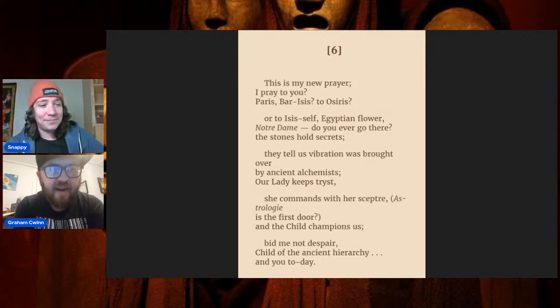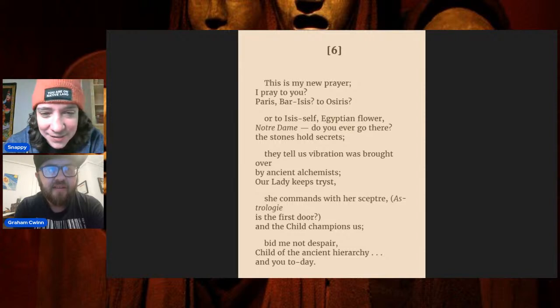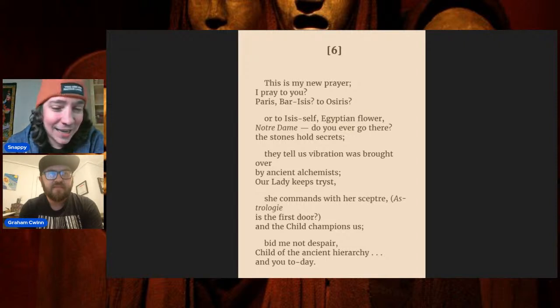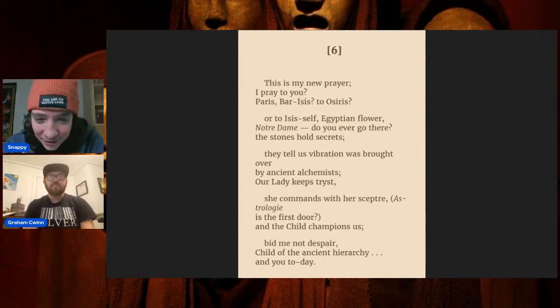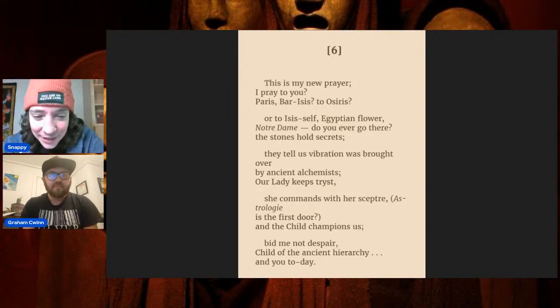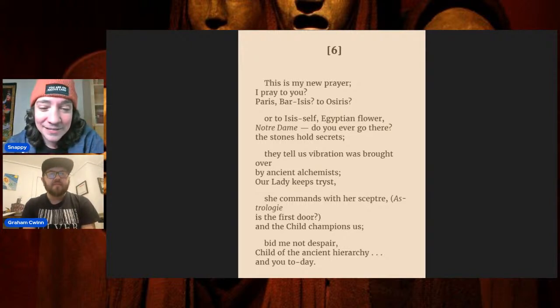So this is really deep, because she's talking about how in that Notre Dame cathedral they've kept the ancient mother goddess rites. She recognizes it. She sees the vibration in the stones. She sees the ancient alchemy and the astrology. And she wonders, is astrology the first door? Is it the first triumph, the gate we must pass into mystery? And then she wonders about the child, right? Osiris, the divine child to come, the dying and rising god who brings on the cycles, who will champion us. "Bid me not to despair, child of the ancient hierarchy, and you today." So she's calling on that child so she can give birth to that child, right? Beautiful.